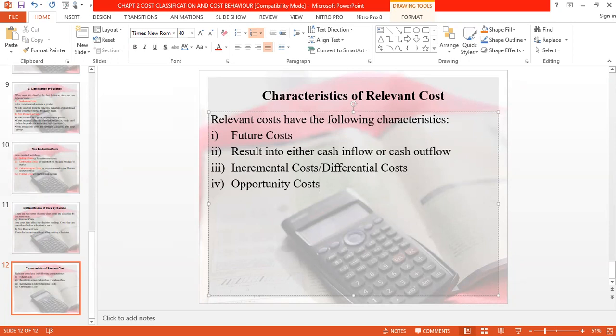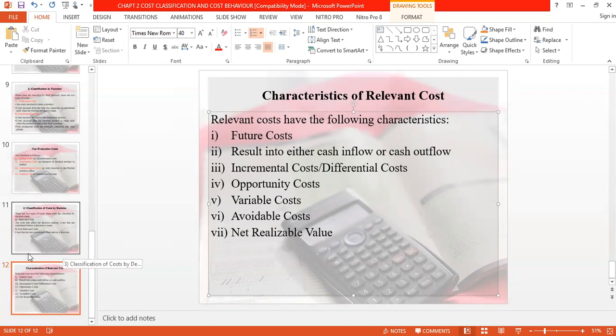Please, let's make sure we all read on this. Next, variable costs. Next, avoidable costs. Those are some of the characteristics. Next, net realizable value of a product. So those are some of the characteristics. Let's really read on these so that we understand them.